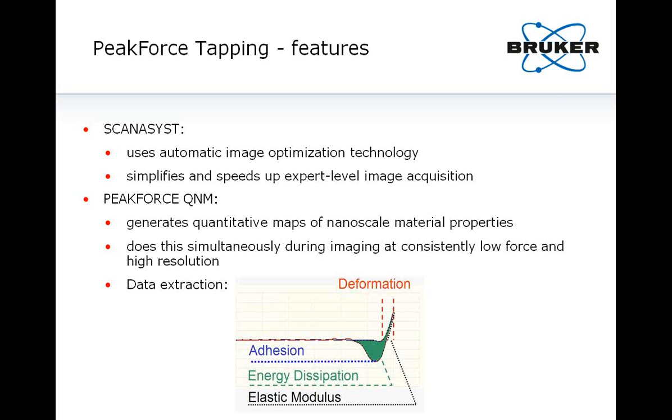And the second feature is called PeakForce QNM, QNM standing for Quantitative Nanomechanical Characterization. The bottom cartoon shows a typical force curve, not a real one but a simulation, that is generated during each tap on the surface, and the signals that can be extracted.